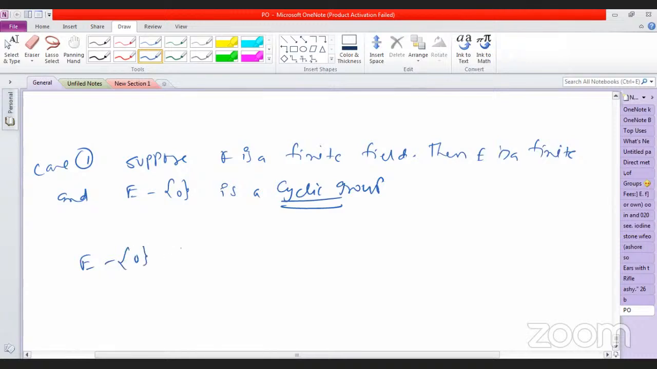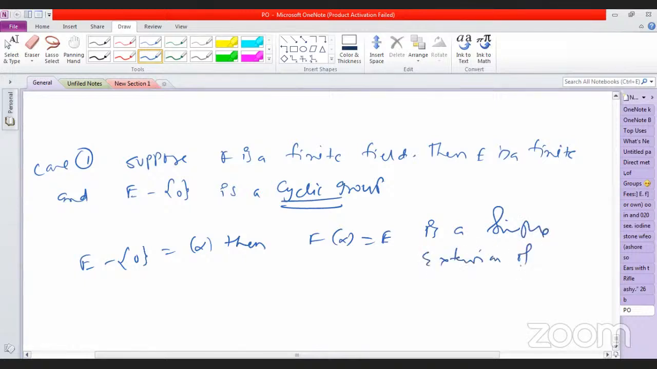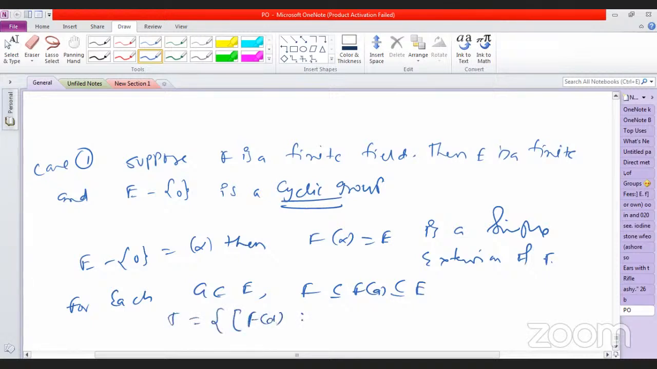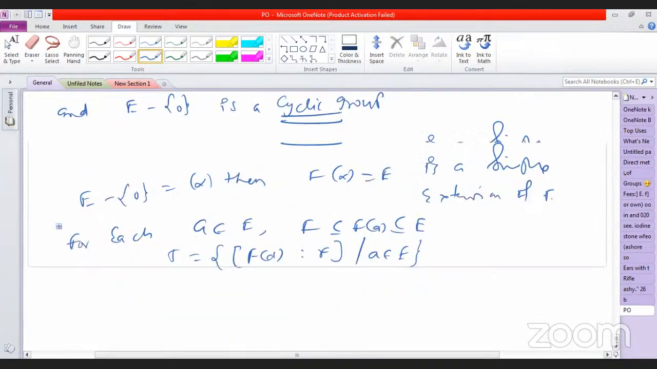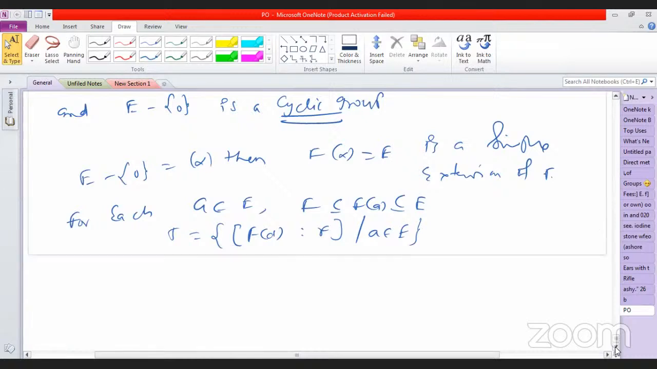E minus 0 is equal to alpha, then F of alpha is equal to E. It is a simple extension of F. For each A belonging to E, we take F subset of F of A subset of equal to E. So therefore T is equal to F of A over F, where A belongs to E. We can write it or not? Yes, sir, we can.